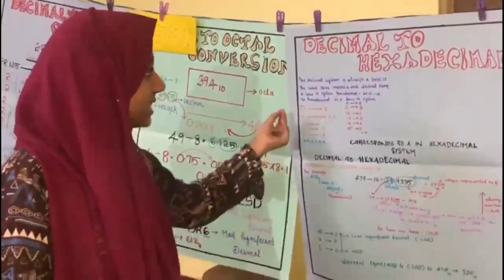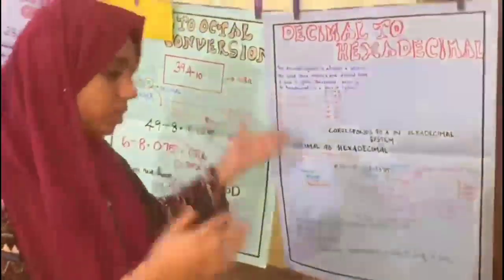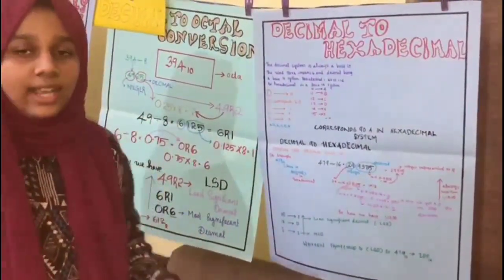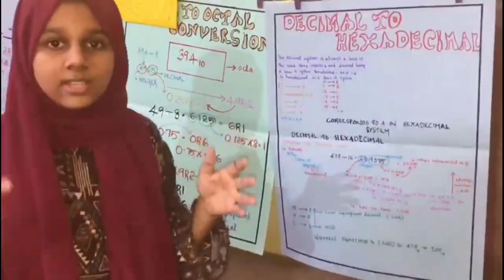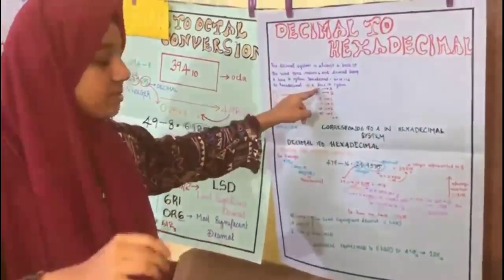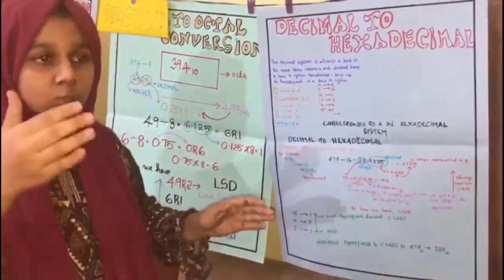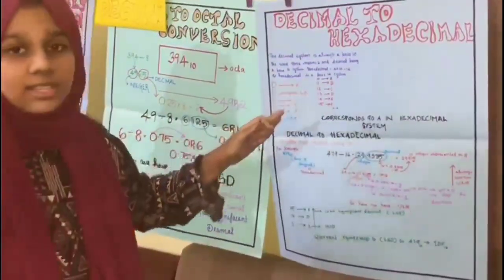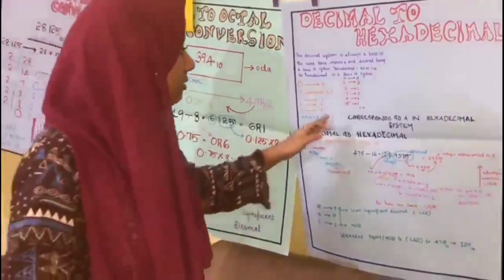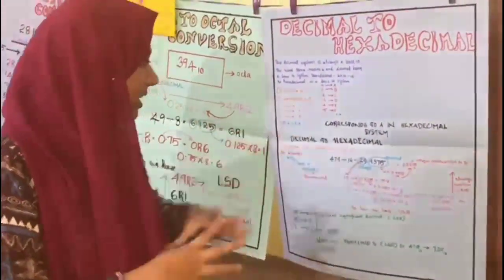That is, decimal numbers correspond to hexadecimal numbers. Like that, 0 corresponds to 0. That is, decimal 0 corresponds to hexadecimal 0. Like that 1, 2, 3, 4, 5, 6, 7, 8, 9. When we reach 10, decimal 10 corresponds to hexadecimal A. Like that 11 is B, 12 is C, 13 is D, 14 is E, 15 is F. So now let's do decimal to hexadecimal.